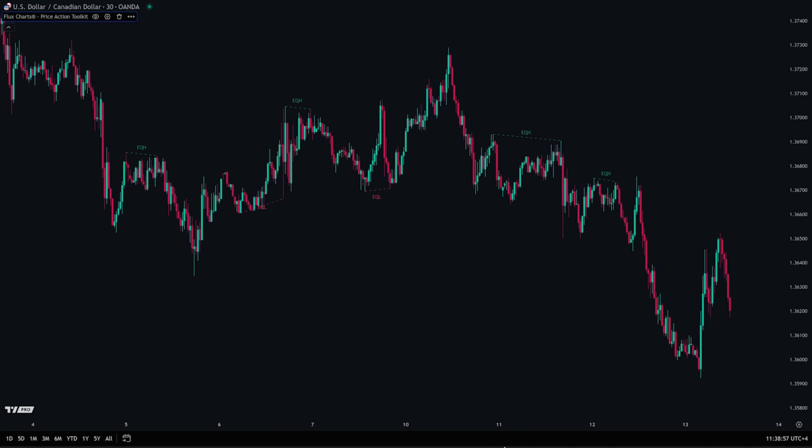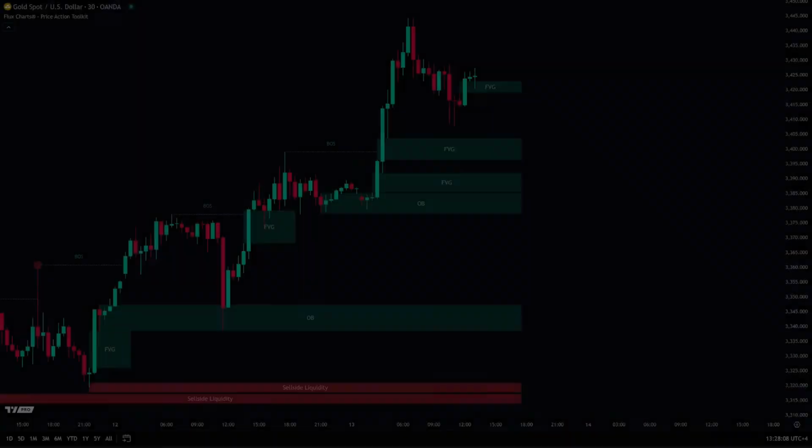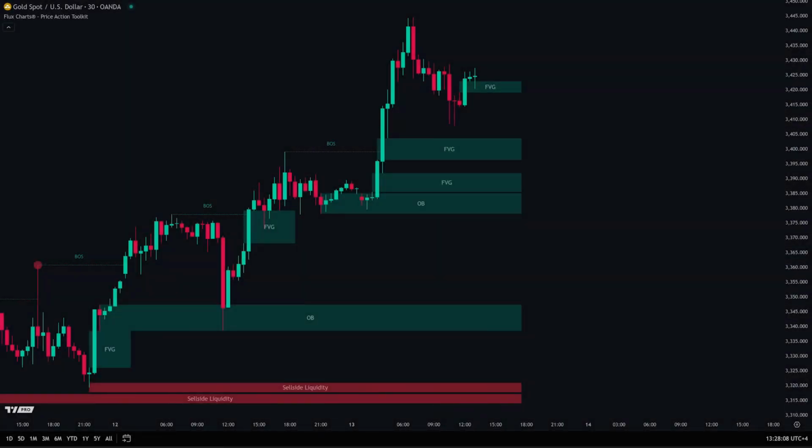The indicator's features don't end there. Overall, the indicator does a good job of automatically identifying smart money concepts on the chart compared to the majority of indicators that I have seen.